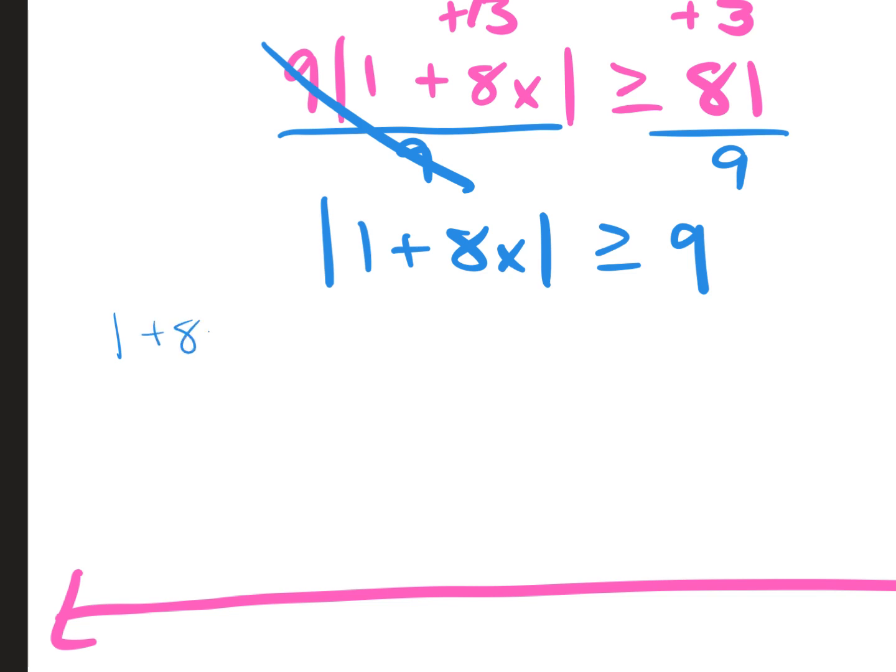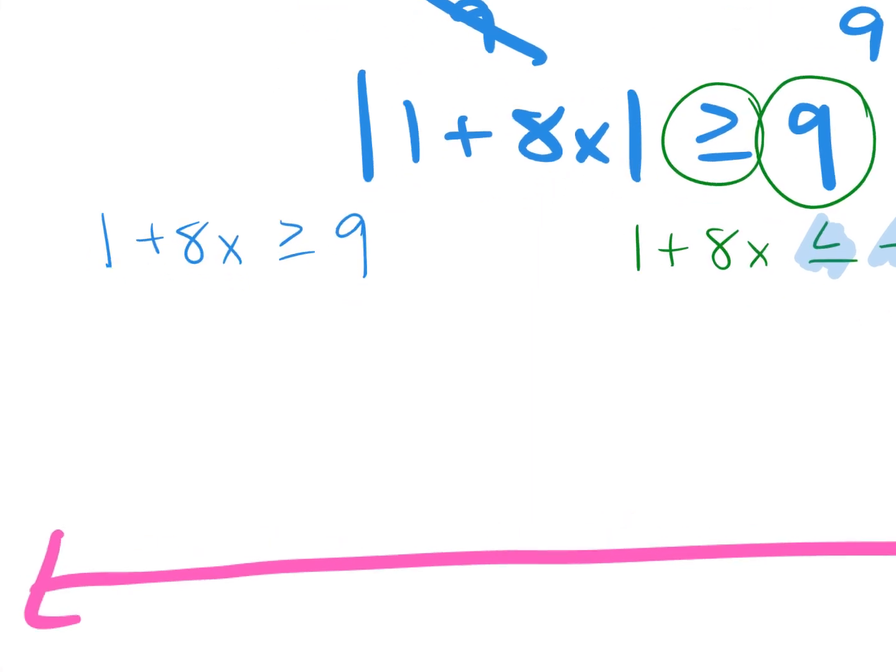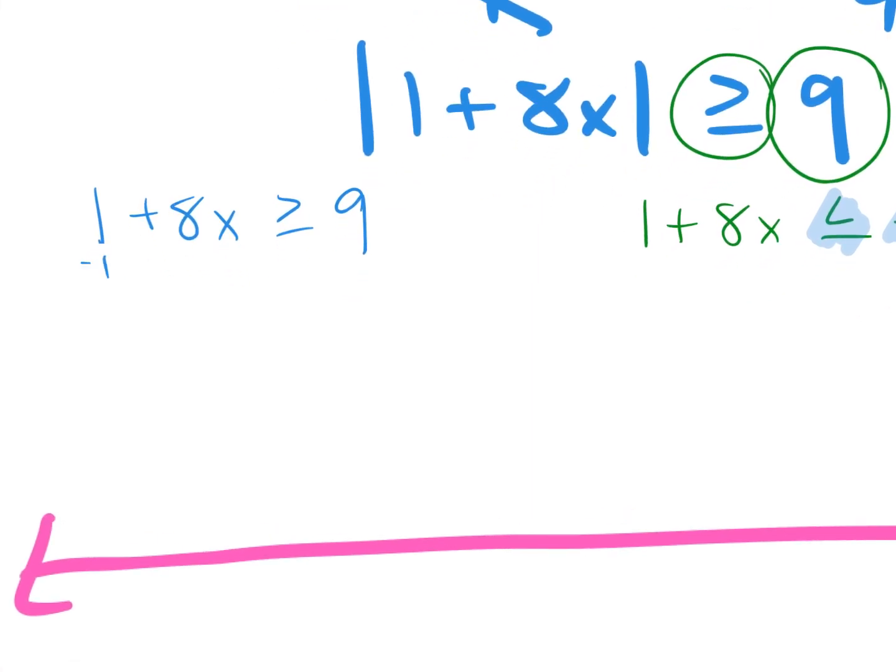So I have 1 plus 8x is greater than or equal to 9. We keep it exactly the same. The new one, we flip the sign and make the number negative. So 1 plus 8x is less than or equal to negative 9. So we split it. We flip the sign and make the number negative. Now we can solve. So now we want to subtract the 1. So 8x is greater than or equal to 8. Divide by 8. So x is greater than or equal to 1.